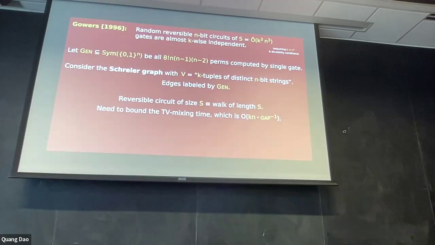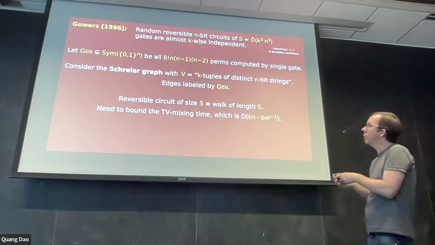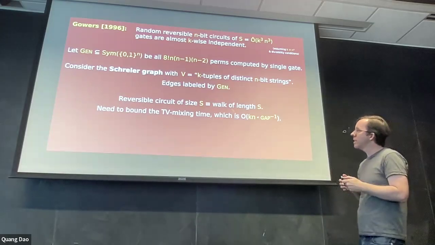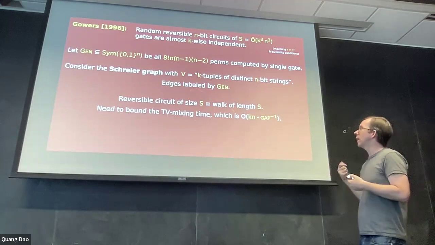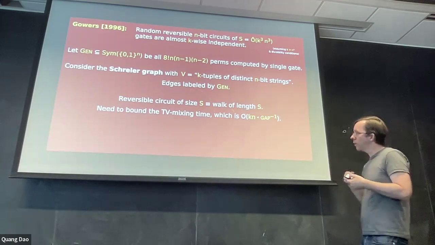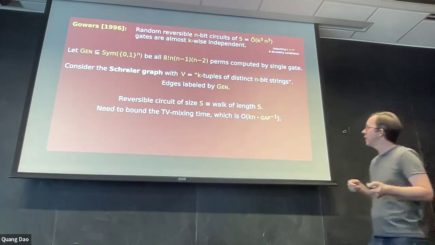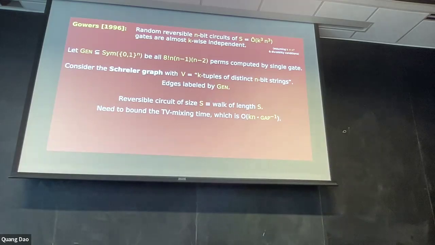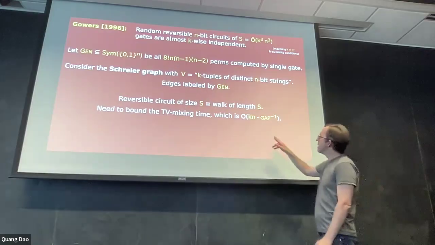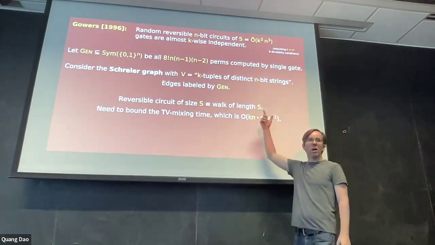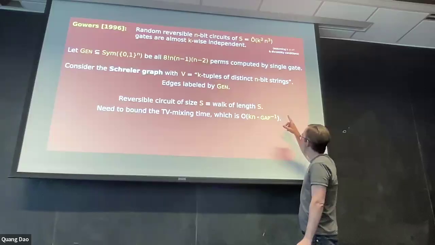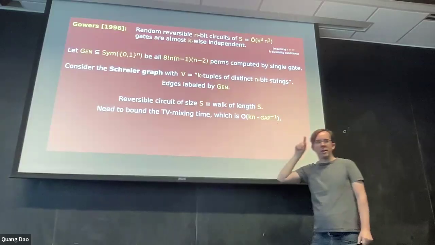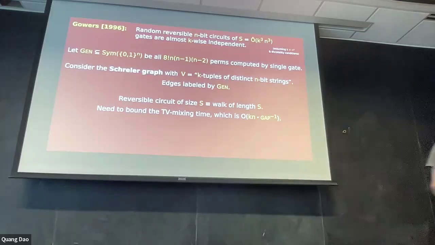And really what you want to show is that for any starting point in this big graph with 2 to the kn vertices, you take a random walk of length s, then you're close to mixed. You're close in TV distance to being uniformly distributed. And the most naive way to bound this total variation mixing time is like kn, the log of the number of vertices, times the reciprocal of the spectral gap for this random walk.